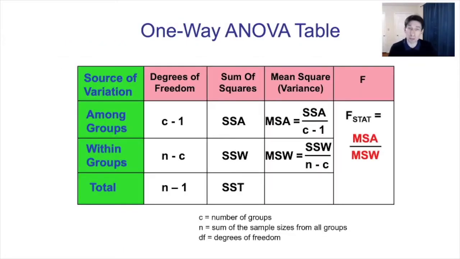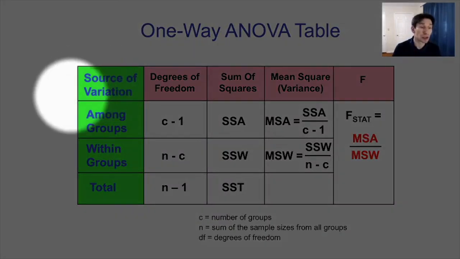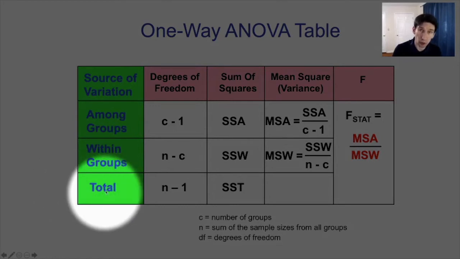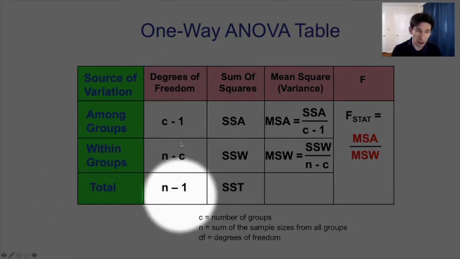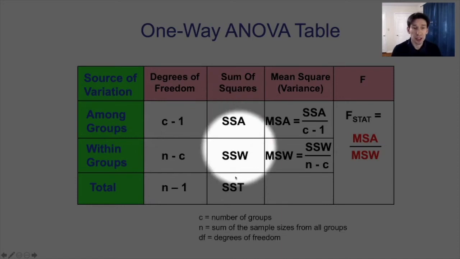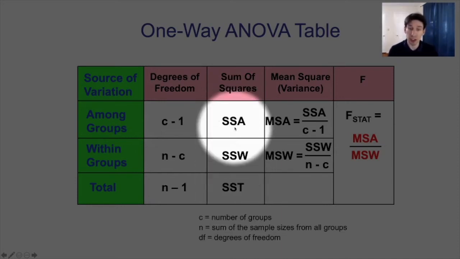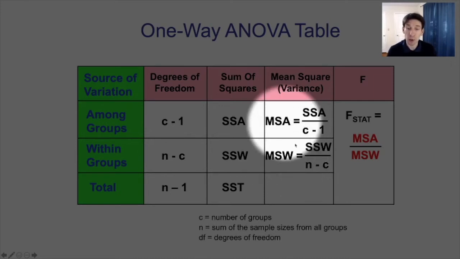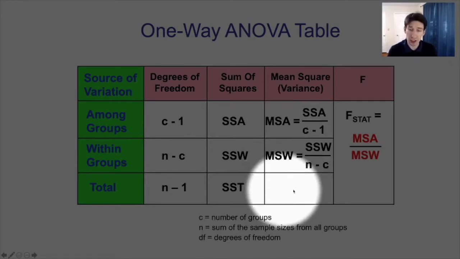This table is probably the most important for you. This is what will help you answer questions when you're doing exercises in the lab. So in the rows here, we have the 3 different sources of variation: variation among, variation within, and variation total. These are the degrees of freedom associated with each. This is what we call the sum of squares associated with each. This is what we call the mean squares associated with each. I didn't show the mean square total because we don't really use it that much.